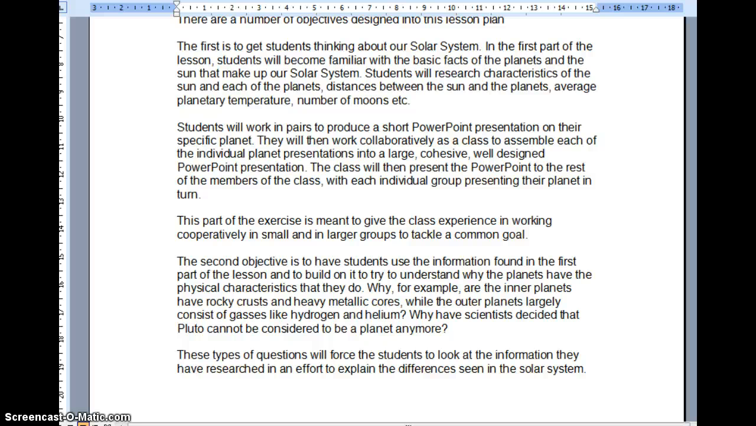The second objective, which is a little more involved, is to have students use the information they've researched in the first part of the lesson, build on that, and understand why the planets have the physical characteristics that they do. For example, why do the inner planets have rocky crusts and metallic cores, while the outer planets are mostly gases like hydrogen and helium? And finally, why do scientists say that Pluto is not a planet anymore? These types of questions will force students to look at the information they have researched in an effort to explain the differences they see in the solar system.